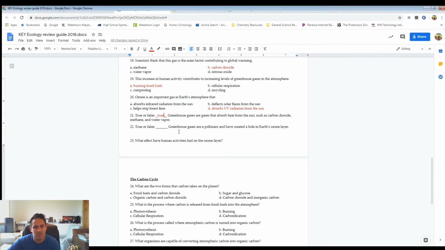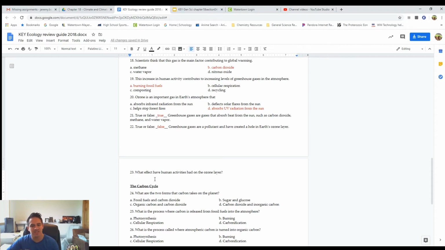22, true or false? Greenhouse gases are a pollutant and have created a hole in Earth's ozone layer. That is false. Now, you might consider greenhouse gases to be a pollutant, and the fact that there may be too many of them, but they have no impact whatsoever on Earth's ozone layer. So that is not true.